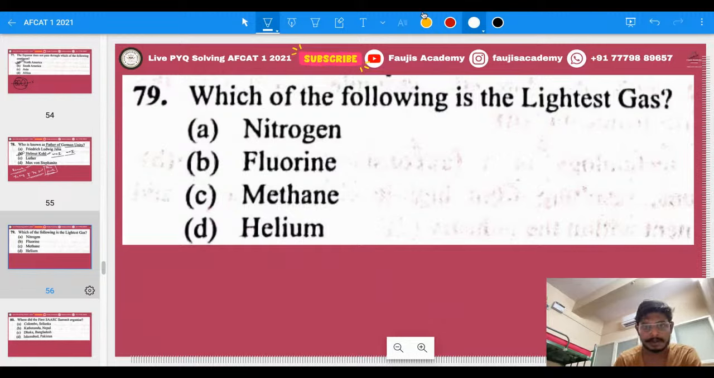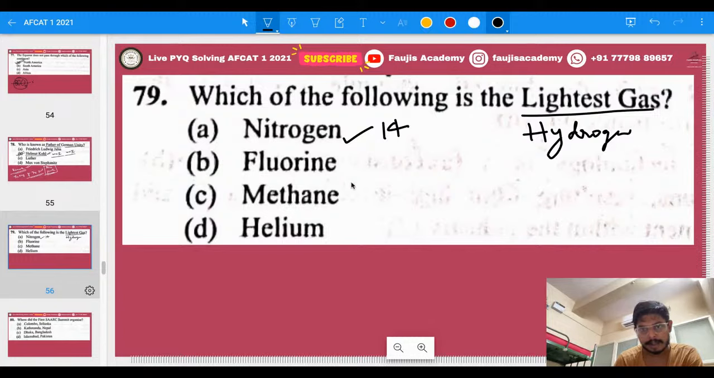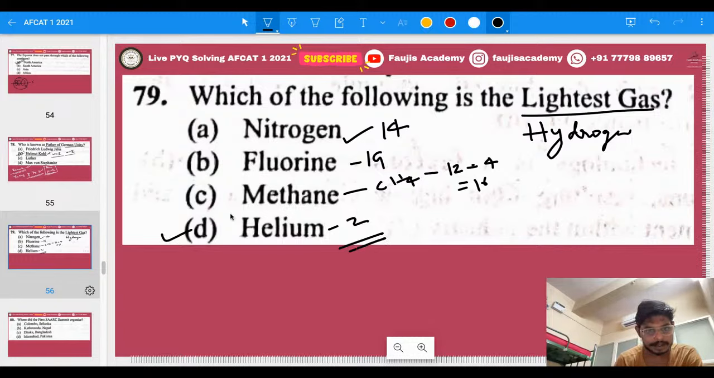Nobody knows. Which of the following is the lightest gas? The lightest gas is hydrogen. But since we don't have such an answer over here, nitrogen mass is 14, methane CH4, C12, H4, that means 16. Fluorine is 19. Helium is the second lightest gas. The atomic mass of helium is 2. Okay.